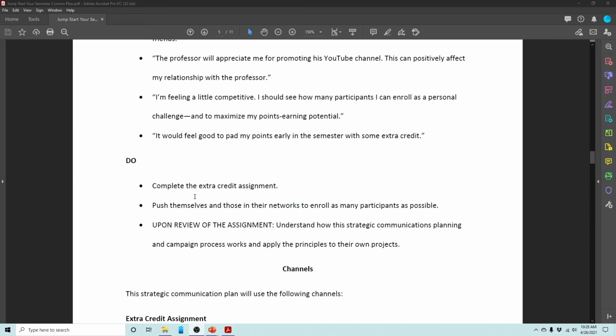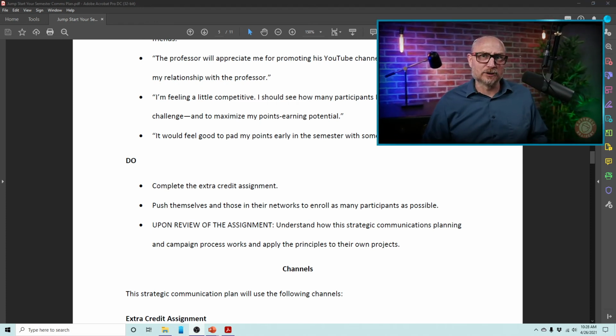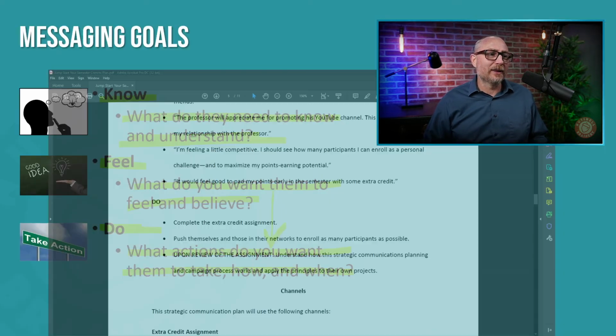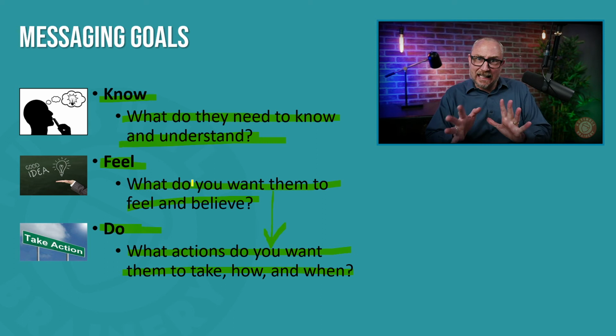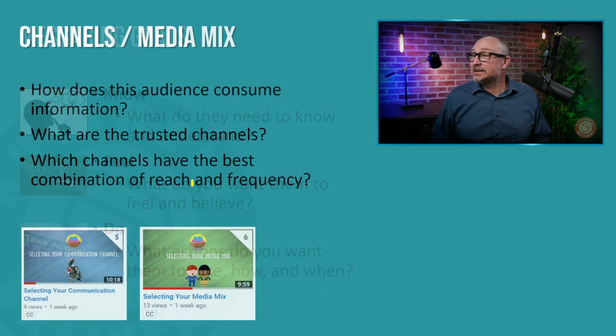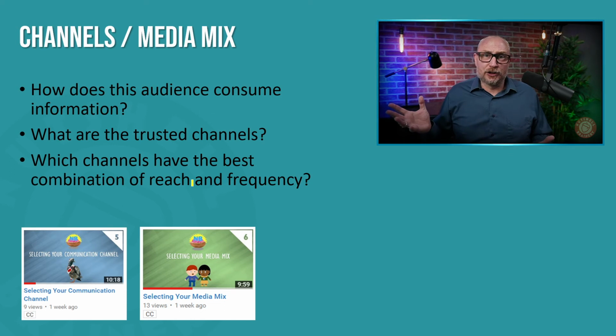They will push themselves and those in their network to enroll in as many as they can. If you understand the plan, you'll know what that means. The point is, there's an action for them to take. And after we do the assignment, I want them to understand the strategic communications planning and campaign process, how it works, and apply the principles to their own projects. Okay? Apply the principles to your own projects. Boy, say that 10 times fast. All righty. So, with that, you'll want to set those up. Okay? Next thing. What are the channels you're going to use?